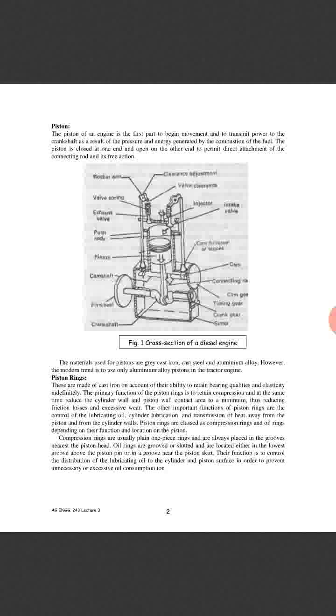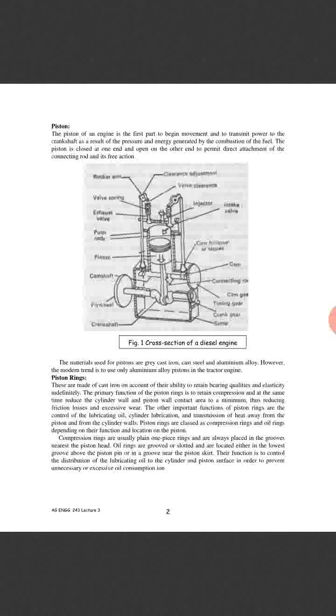The next component of an engine is the piston rings. These are made of cast iron on account of their ability to retain bearing qualities and elasticity indefinitely. The primary function of the piston rings is to retain compression and at the same time reduce the cylinder wall and piston wall contact area to a minimum, thus reducing friction losses and excessive wear.